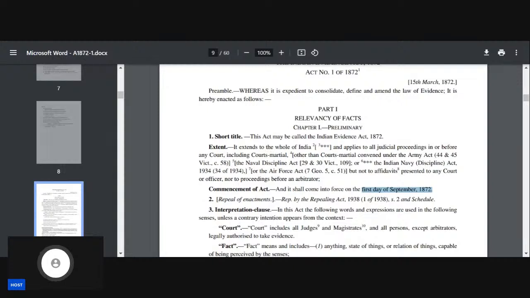Now, evidence is derived from the Latin word evidere. It's a Latin term, and evidere means to show clearly. I'm sure that while reading evidence, you must have come across this word evidere. Evidere means to show clearly, or to make things plainly certain, or to ascertain, or to prove.